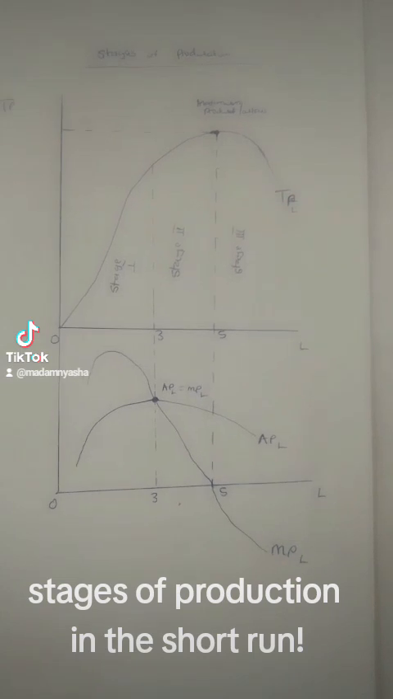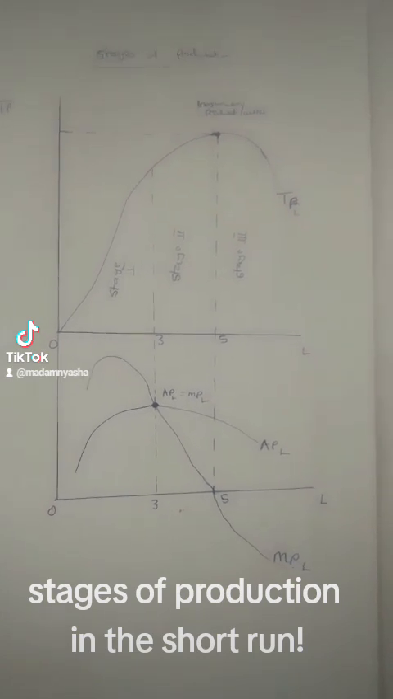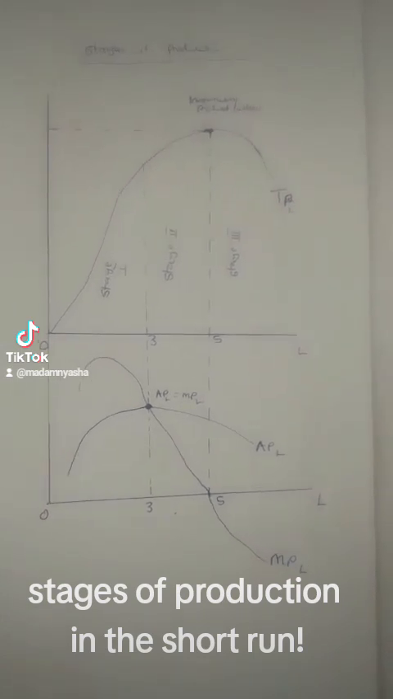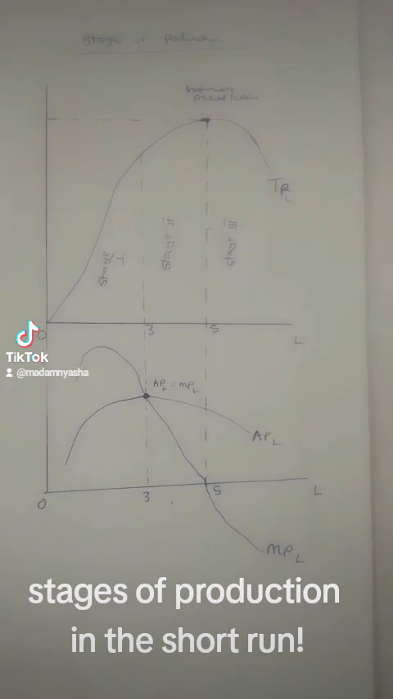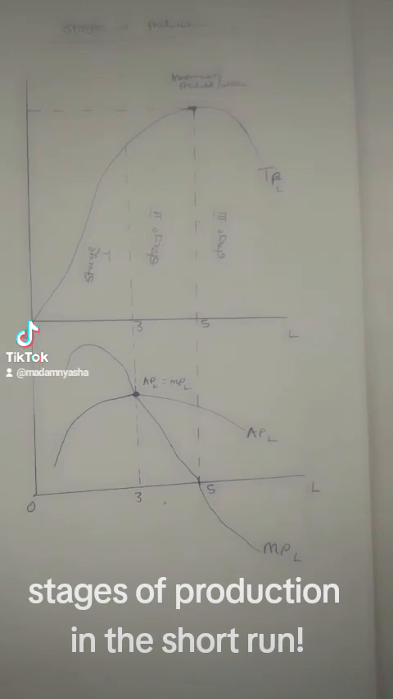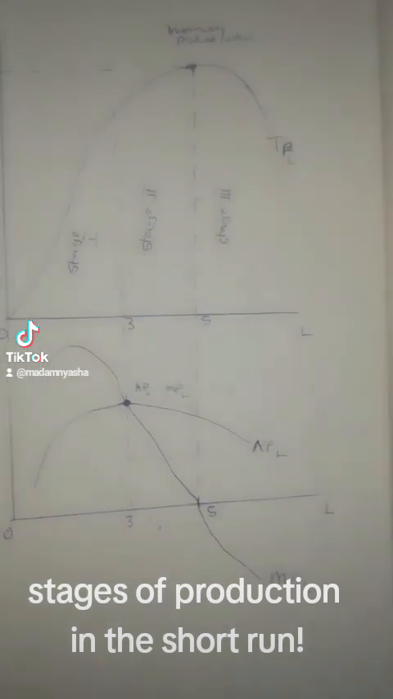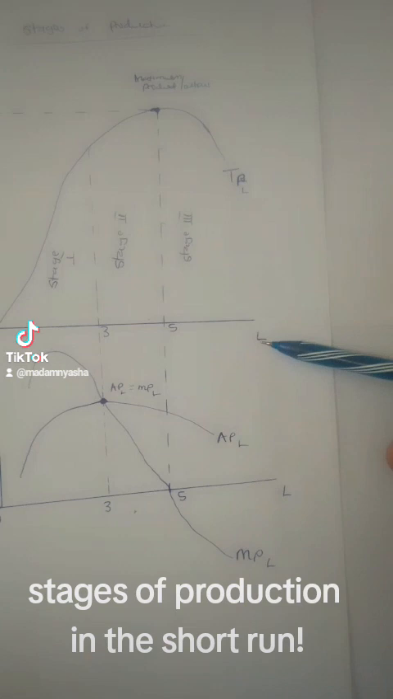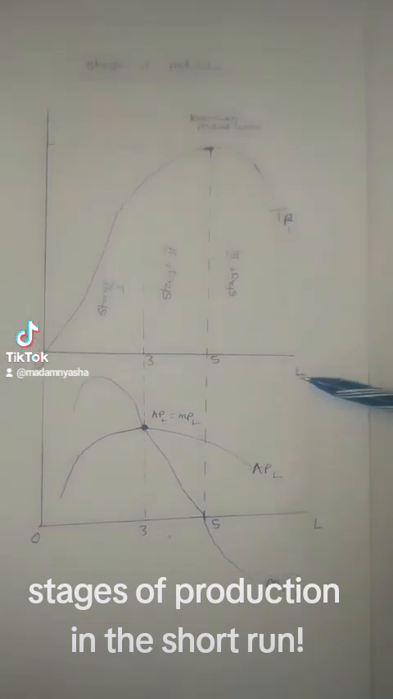Today we want to learn about the stages of production in the short run. So this is the new classical production function, which is showing that in the short run we can just use two factors of production, one which is fixed and the other one which is variable. In this case we are assuming that L, which is representing labor, is our variable factor of production.